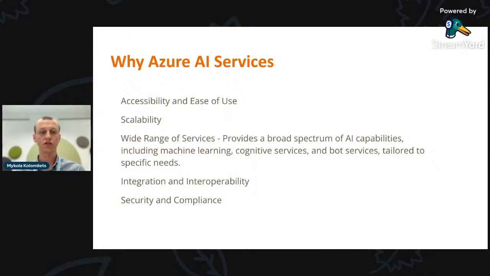Next point, integration and interoperability. You can integrate your application with Azure AI in different places. You don't need to use the Azure full stack, web apps, functions, and so on. You can start using only Azure AI services, because this list of services provides an API for communication with it. And you need to call this API in different ways.